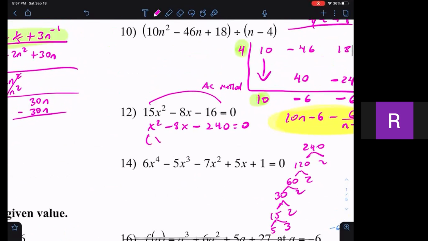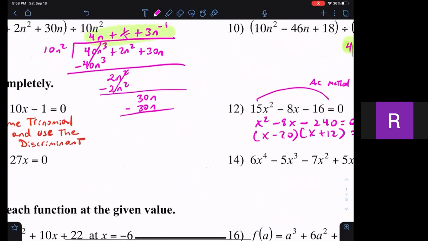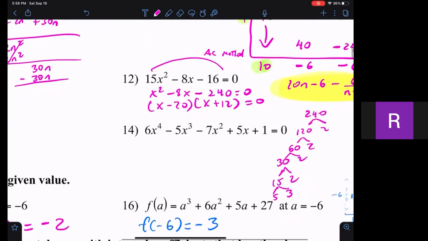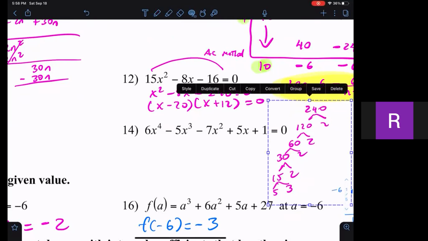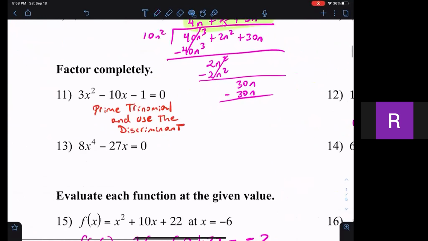12 and 20. So this is going to be x minus 20, x plus 12, and that equals 0. And that's what they want, right? They just want you to factor. You don't need to solve. So that's it. You're done, because they just want you to factor. Okay? You're done.